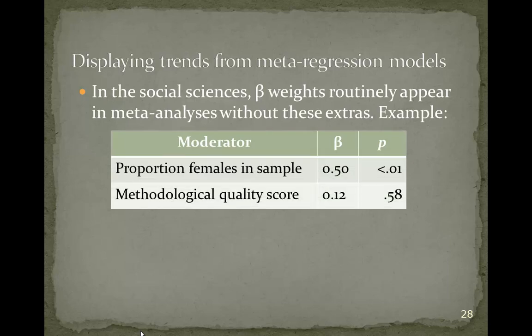So for example, you'd see things like this: the proportion of females in the sample was significantly correlated with effect sizes, and you get a standardized beta weight in this case. Or that methodological quality was uncorrelated with the effect sizes. But it's not telling you about the levels in there. This is not telling you what the effect size would be if there were all males in the sample, or all females, or something in the middle.